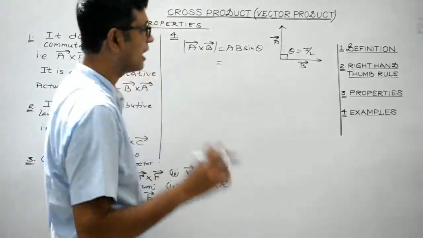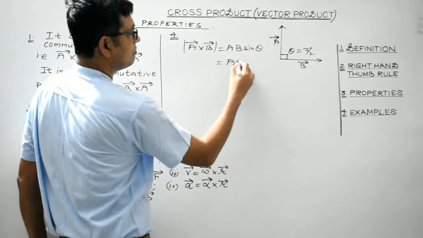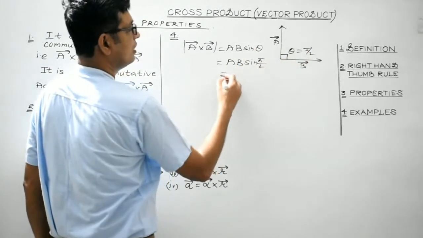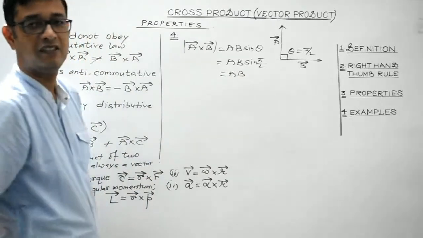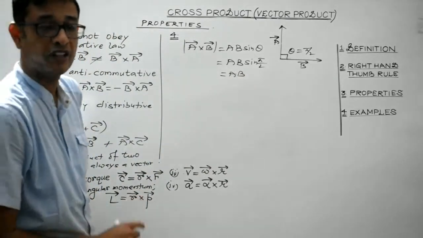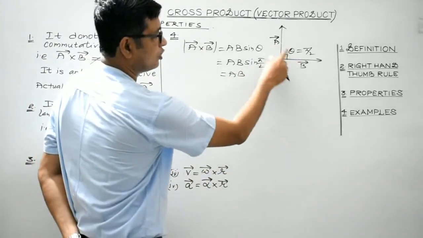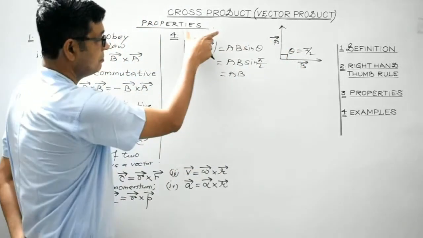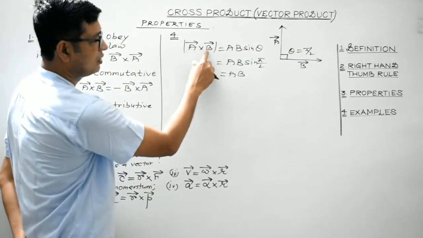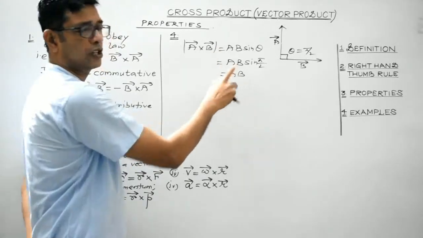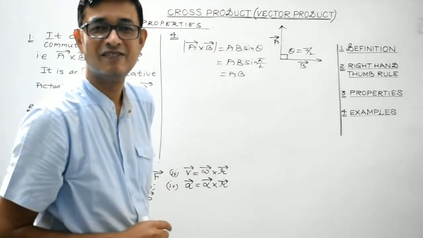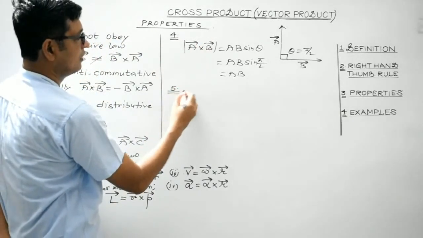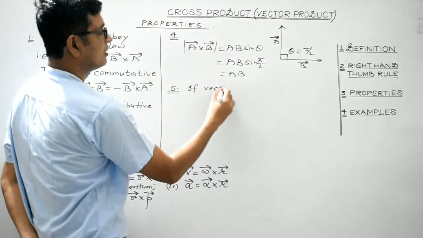I am only talking about magnitude. So magnitude of A, magnitude of B, sine of the angle between them, which is 90. Sine 90 is 1. So it will be equal to AB. So the conclusion is, if the two given vectors are perpendicular to each other, then the magnitude of their cross product is equal to the product of their magnitudes. Clear, students? So this is the fourth property. Fifth one, if vectors are collinear.